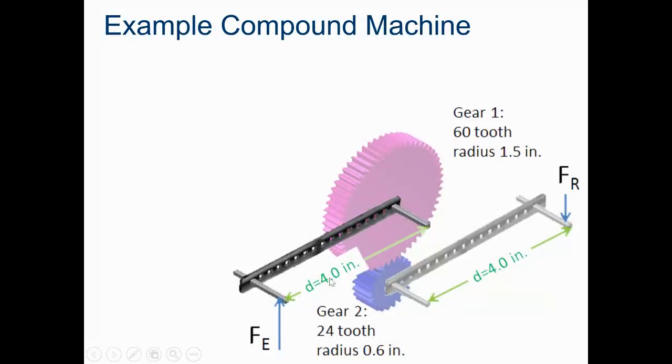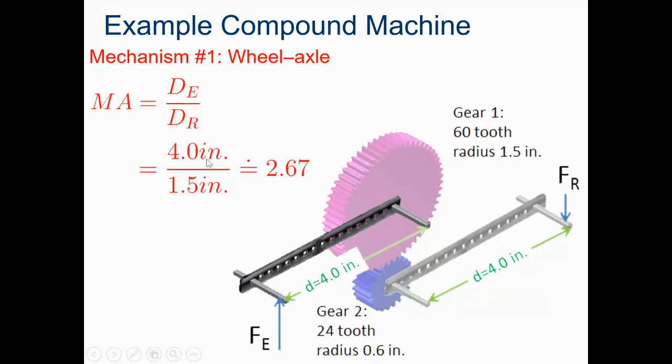So our DE is going to be 4. Our DR is going to be the radius of this gear. Again, not realistic, but that's how we're going to go with it. And so our DE, which is 4, divided by our DR is 1.5. And again, we're treating it like a lever, even though it keeps saying wheel and axle. We're going to pretend like it's a lever. It's a second class lever. And so we're going to get a mechanical advantage that's greater than 1. In this case, it's about 2 and 2/3, so 2.6 repeating is that ratio. All right. So that's the first part.